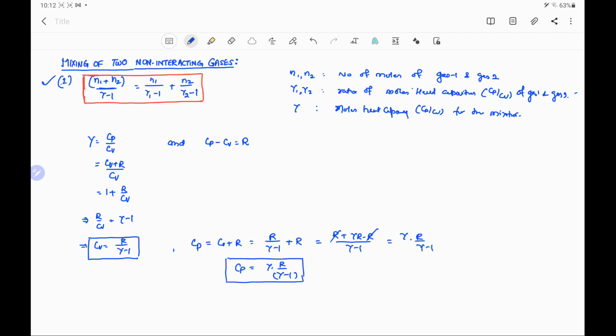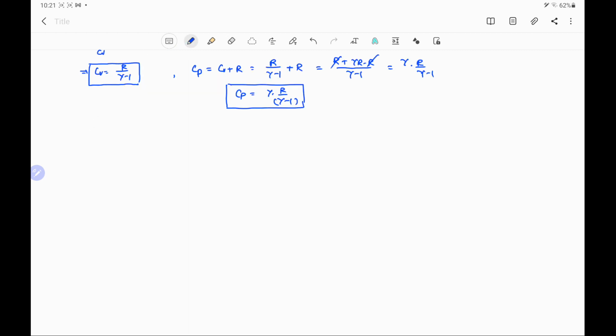The two gases are mixed in the same container. That means we can say volume is fixed. And using the first law of thermodynamics, we know that dq equals du plus dw. And because volume is fixed, work, which is the integral of p dV, will be 0 since there is no change in volume. That means the heat will be equal to the change in the internal energy.